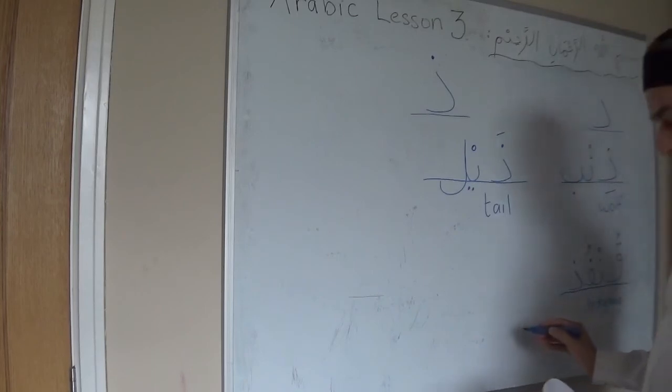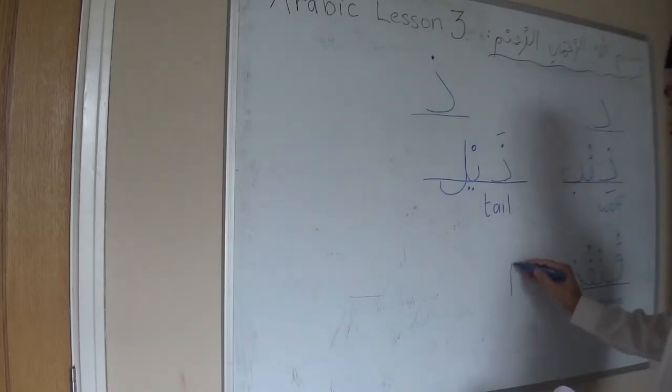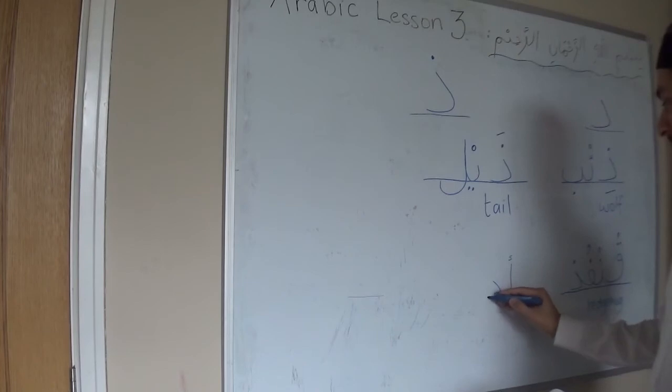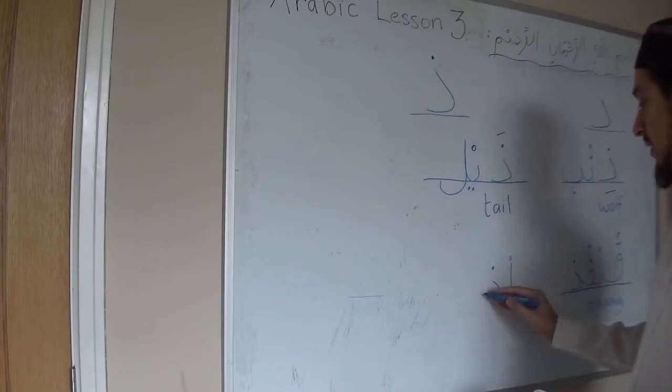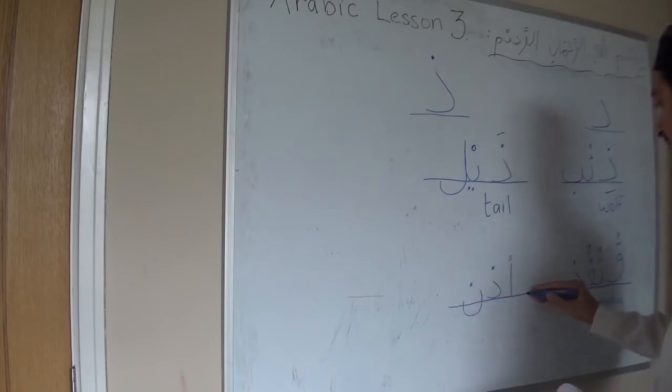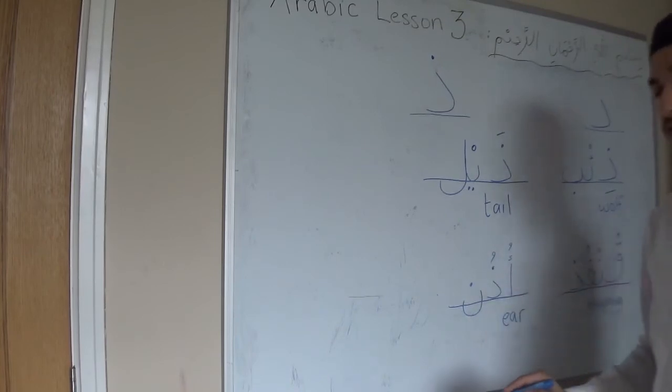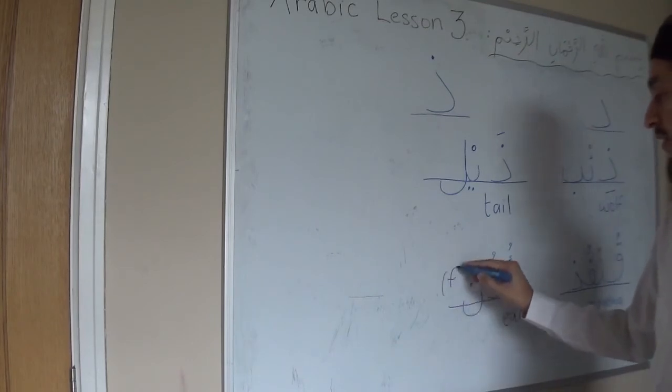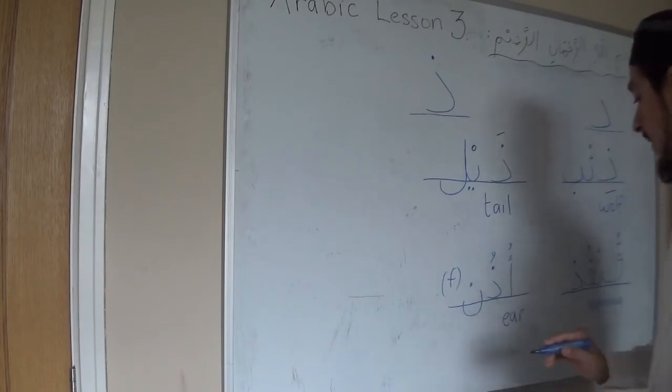We have udhun. Now is udhun a female word, a feminine word, or a masculine word? Udhun, noon at the bottom. Udhun, ear. How many ears have we got? Two. Body part, therefore feminine.